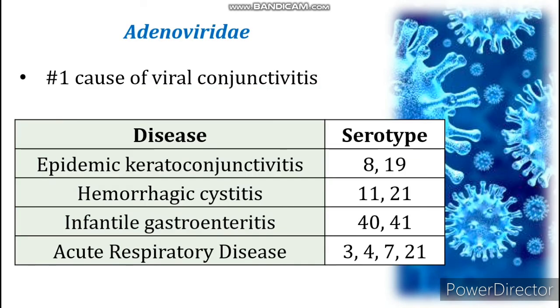Next, you have your Adenoviridae. This is the number 1 cause of viral conjunctivitis. So, Adenoviridae, ang tatandaan nyo sa kanya yung eyes. Okay, yan. Basta yan. Now, you also have to remember the following diseases it causes and the serotypes for each diseases. Ito, tandaan nyo talaga yung serotypes nila kahit mahirap i-memorize.